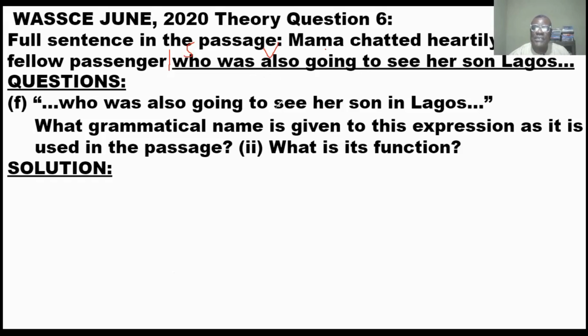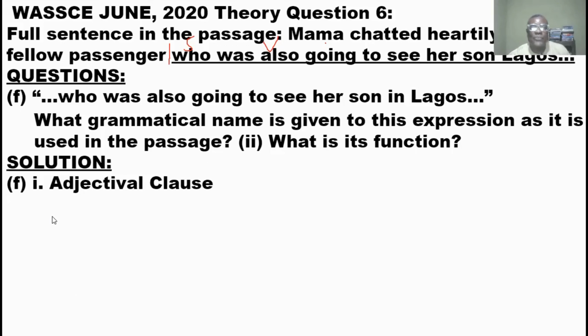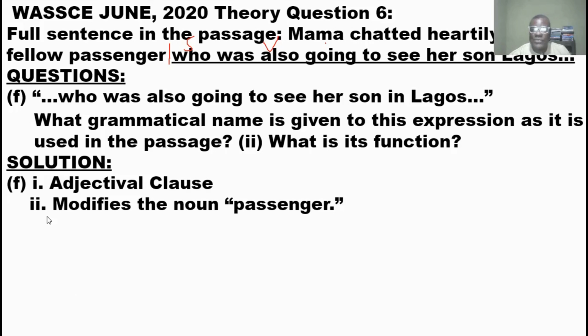What is its function? It modifies the noun passenger. It tells us the type of which particular passenger is being talked about. The one who was also going to see her son in Lagos. So here is exactly how you arrive at grammatical names and functions. So the solution is as follows. Answer to question I is adjectival clause, or you may say relative clause. That's another name for adjectival clause. Answer to question II is modifies the noun passenger.